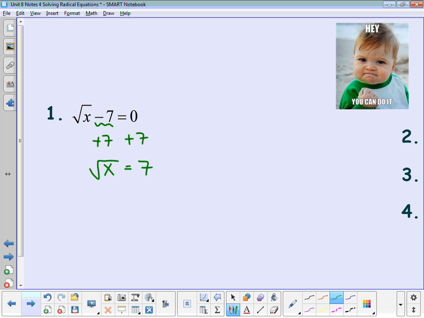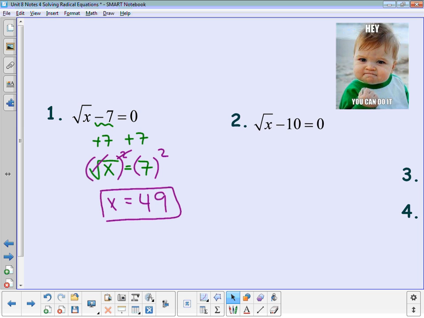Then the next thing I would do, now that my radical is isolated, it's by itself, the only thing on one side of the equal sign is the radical, now I can square it. So this whole thing gets squared. But remember, whatever we do to the left, we have to do to the right. So I'm going to also square the right-hand side. On the left, when I square the square root, those two things end up canceling each other, which leaves me with just x. That's my goal. And then if I simplify the right-hand side, 7 squared happens to be 49. The last thing we would do is solve for the variable, but the variable's already alone here, so that's my solution. X equals 49.